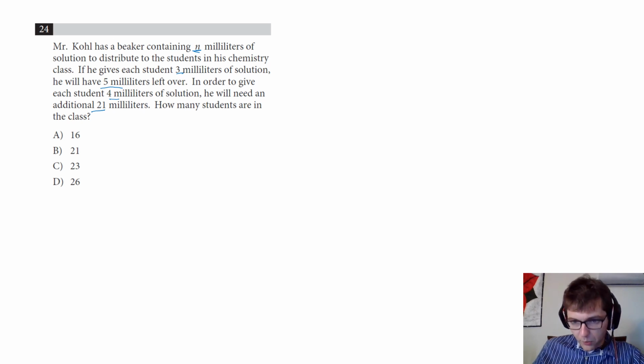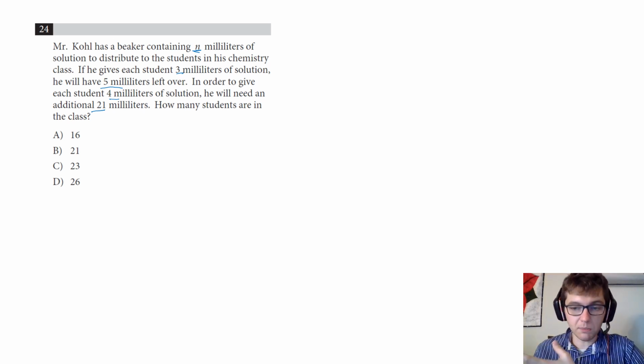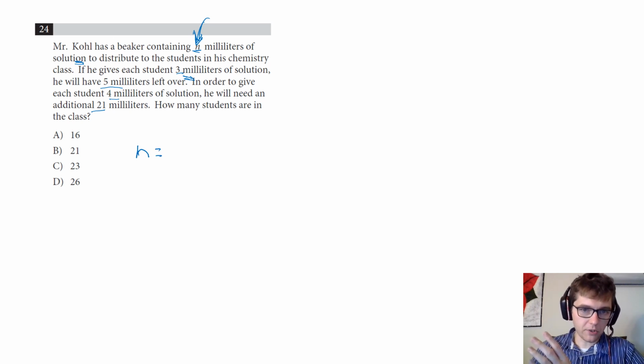So like a few problems before this, this is another way of using words to define a system of equations, where this first scenario, giving each student 3 milliliters, defines the first equation, and the second scenario, in order to give 4 milliliters of solution, describes the second equation. So both of these equations will start with n. So he has n milliliters to distribute. So n is equal to, starting with that first scenario, each student gets 3 milliliters of solution.